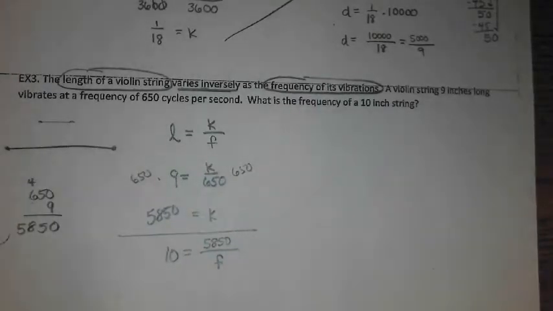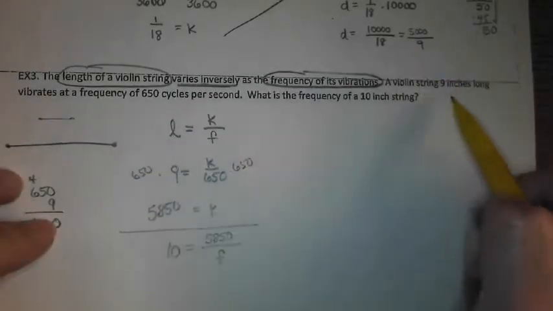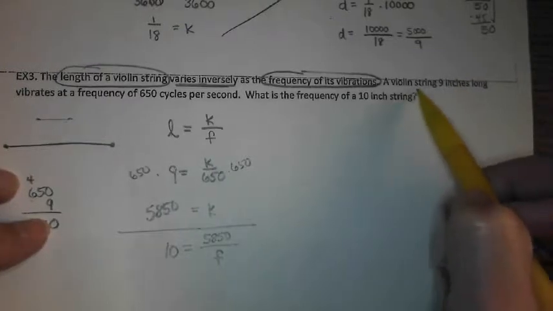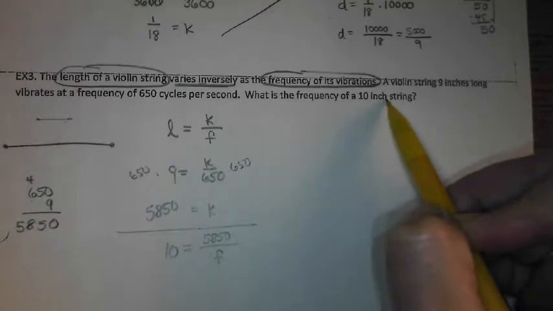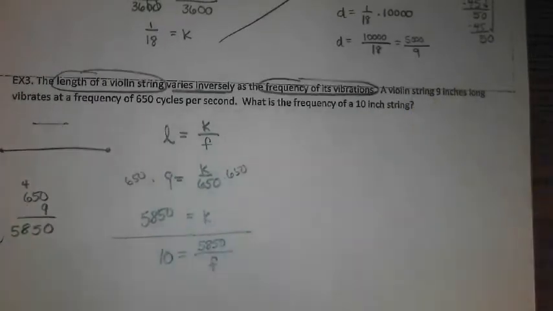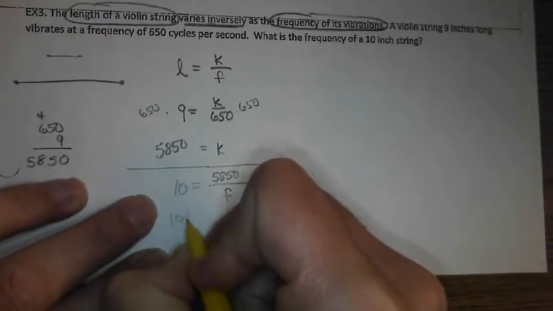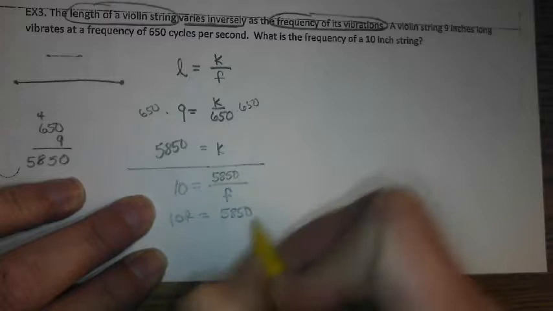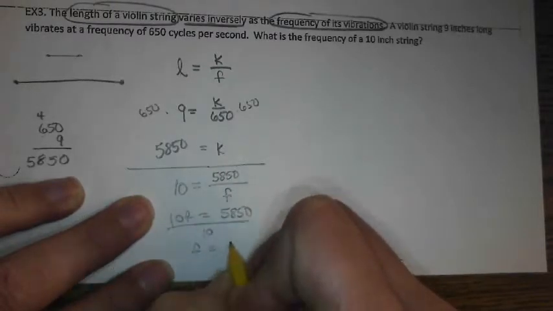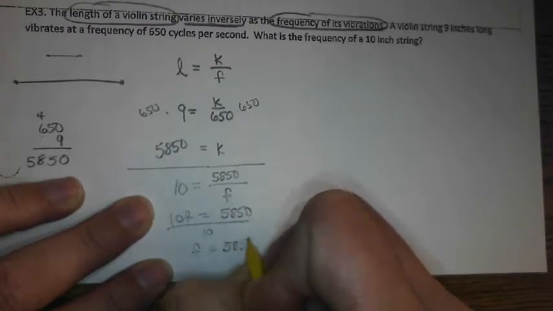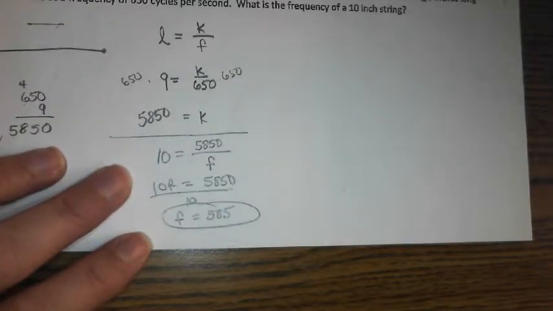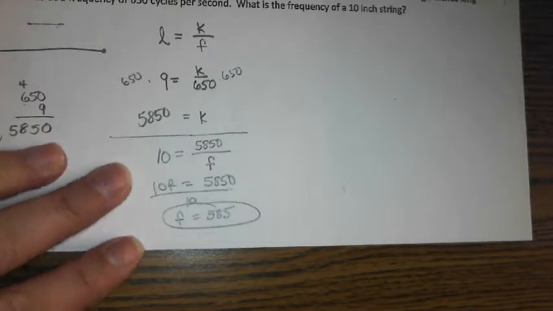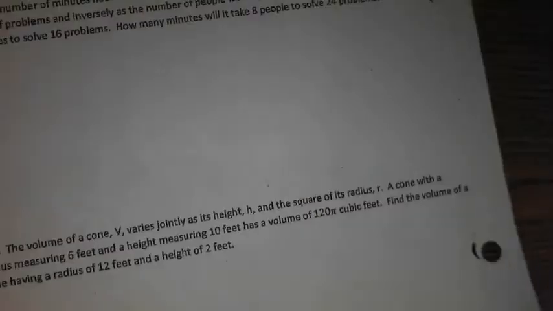Think logically first. We had a 9-inch string. What happened to the length? Did it increase or decrease? Increase. So we expect the frequency to decrease. So we should expect it to be something less than 650, and then we'll just do 10F equals 5850. Divide both sides by 10, F equals 585. So it did decrease. Good? All right.